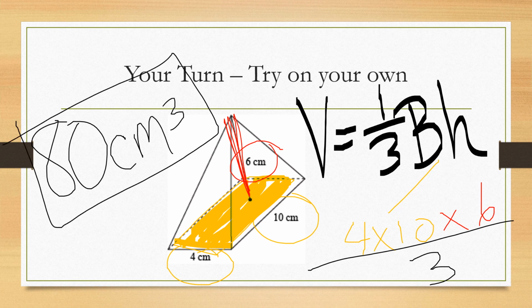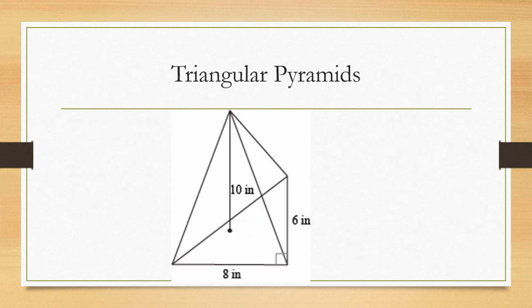Okay. Alright, let's look at what else we have. Now we have triangular pyramids. Now this is one that kids do get confused on, and it's because we have now a triangle. And remember when we were doing the triangular prisms, we had to divide by 2. Well, we still have to divide by 2, but then we also have to divide by 3 for this.